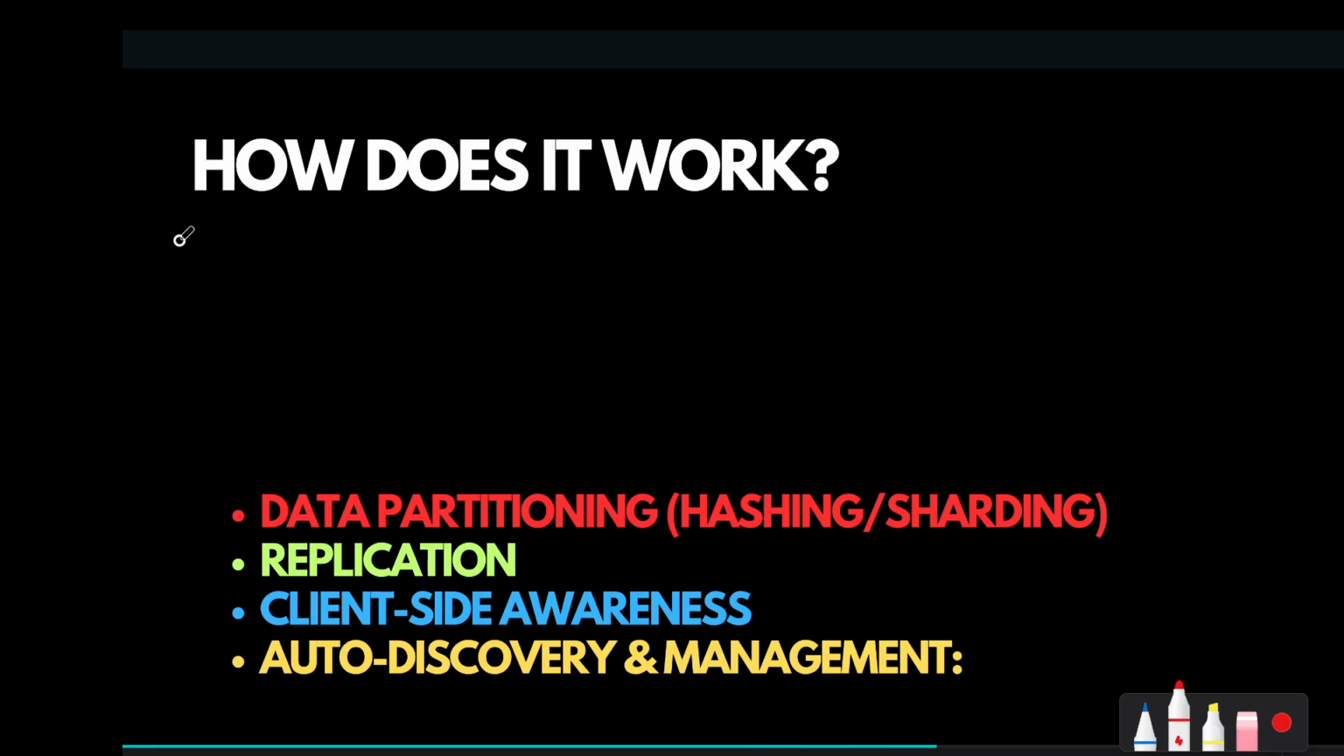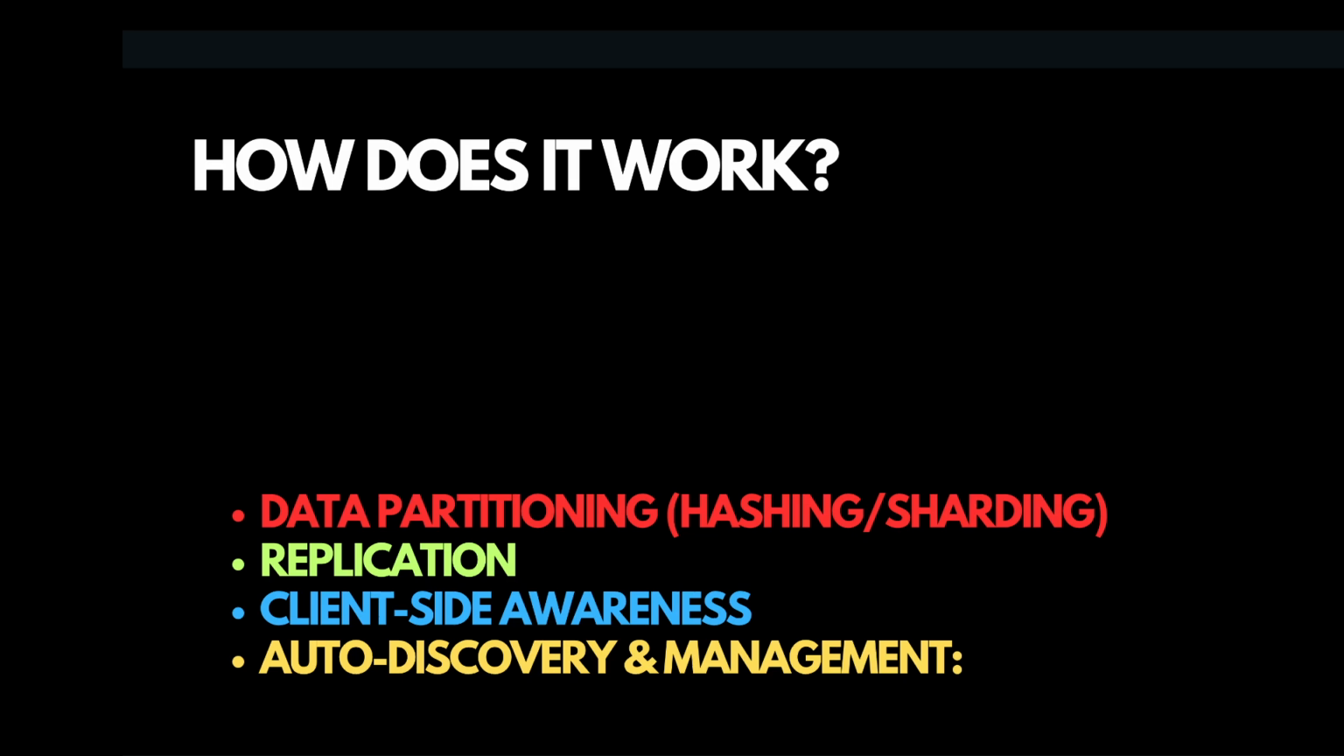Okay, let's try to understand how it works. Implementing a distributed cache involves several key concepts. Number one, data partitioning, or basically hashing and sharding. Since data is spread across multiple nodes, there needs to be a mechanism to decide which node stores which piece of data.